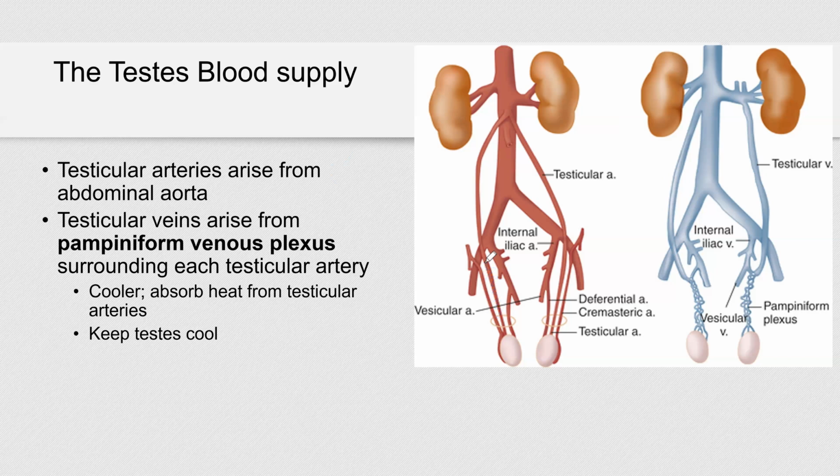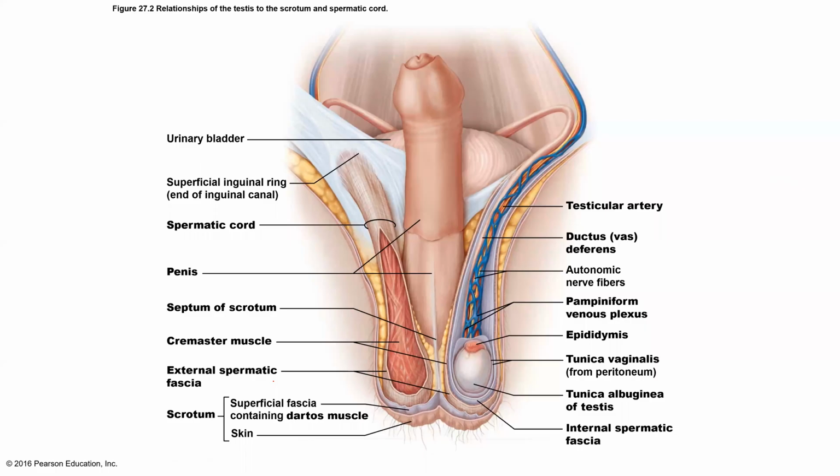They cooler. Blood is cooler inside veins, and it also absorbs extra heat from testicular arteries to keep testes cool. Remember, for normal sperm production, we need cooler temperature. Now, actually, this is a very nice picture from Pearson Education. So you can see a nice structure shown over here of the scrotum.